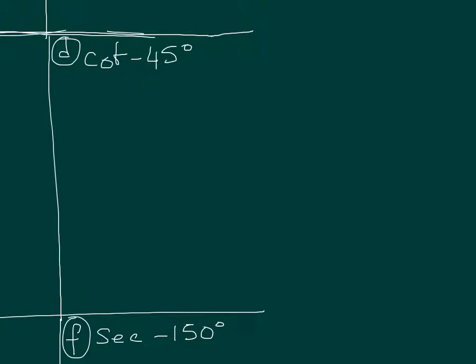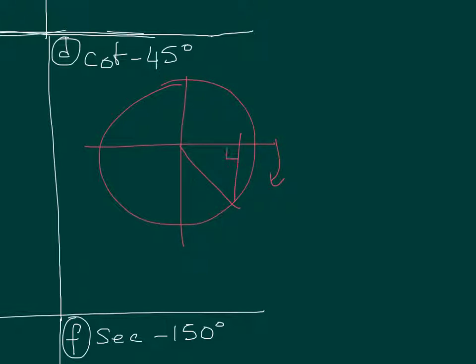Part D. Draw the angle. Negative 45 degrees. You go in this direction. Label the side. This is reference angle of 45. 1, negative 1, and rad 2. Answer the question. Adjacent over opposite, negative 1.